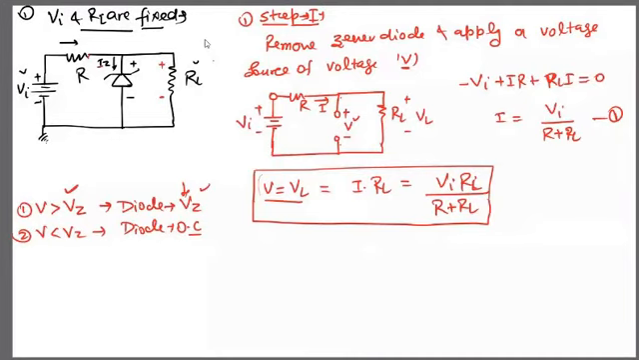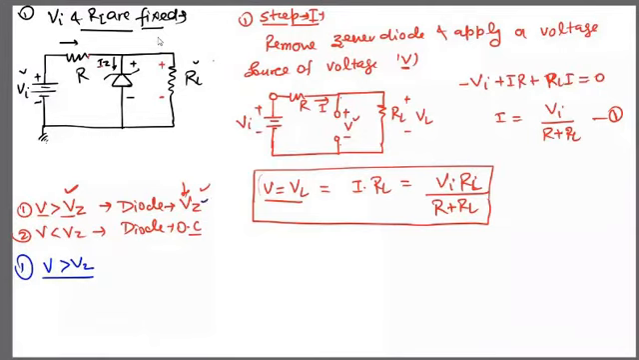Okay, so in the first case we will assume that V is greater than VZ. If V is greater than VZ, in that case simply the diode will be replaced by VZ.